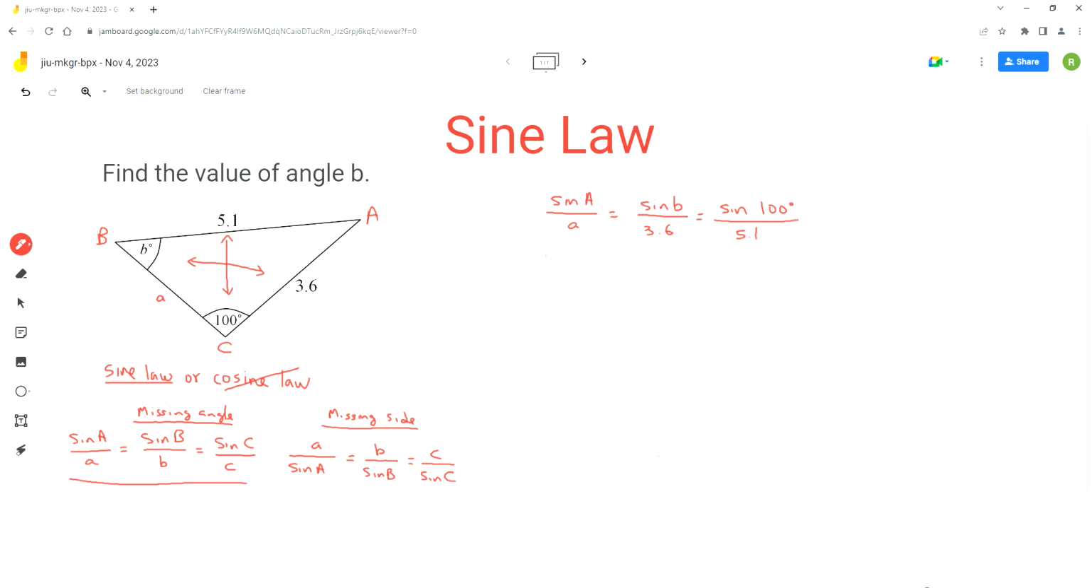Now this sine law equation is made up of three ratios. So in order to solve for a missing side or a missing angle, we have to use any of these two ratios. Now since in this case we are not given angle A, we are not given side A, and we do not have to find any of them, we can ignore this ratio for this analysis and just focus on this part of the sine law equation. So we can rewrite it: sine of angle B over 3.6 equals sine of 100 degrees over 5.1.